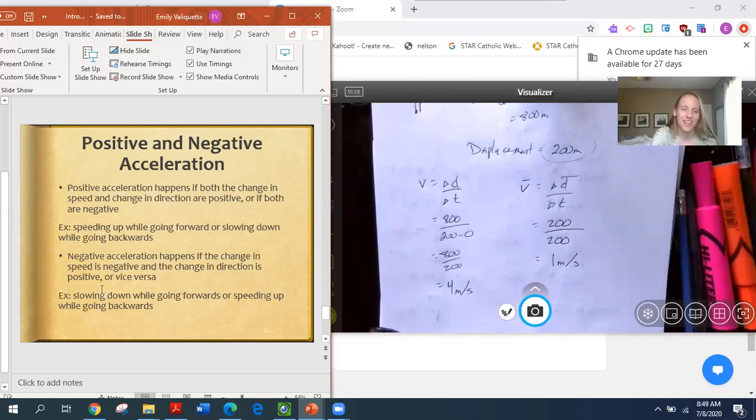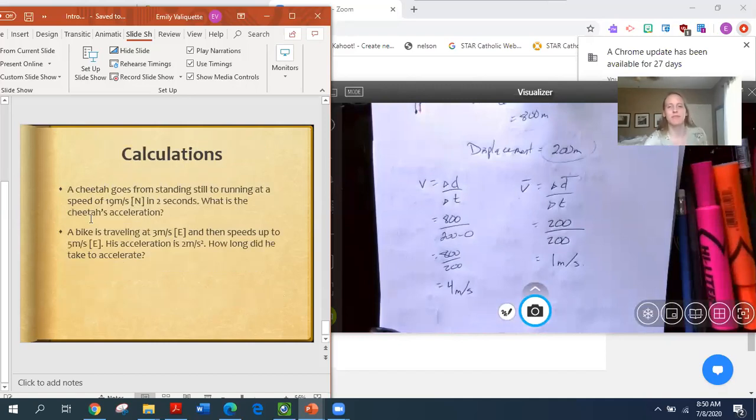Again, here it says slowing down while going forwards or speeding up while going backwards. That would be because of the negative directional vectors, which again, we are ignoring in Science 10. You will deal with that in Physics 20 and 30. So as far as we're concerned this year, positive means speeding up, negative means slowing down. So if you're doing a calculation and you forget which way you should be subtracting your velocities, just double check. If the object is slowing down, you should get a negative answer.